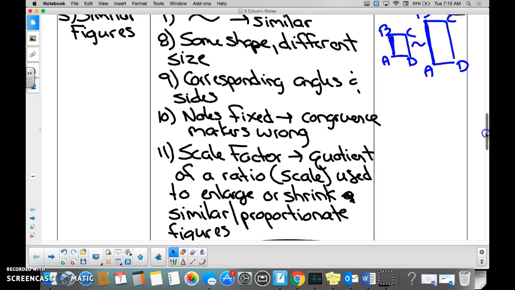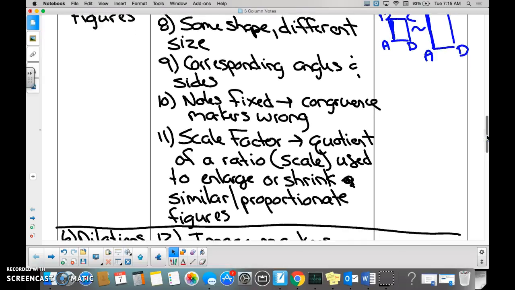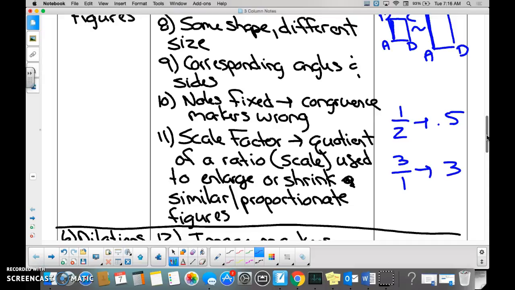And then in the bottom of 5.5 is where you were introduced to scale factor. And really, this is what we struggled with on 5.7 and 5.8 especially, was how to calculate scale factor. Remember, scale factor is simply the quotient of the scale. So if you have a scale of 1 to 2, the scale factor is going to be 0.5. If you have a scale of 3 to 1, the scale factor is going to be 3. So it's always the first number divided by the second number.